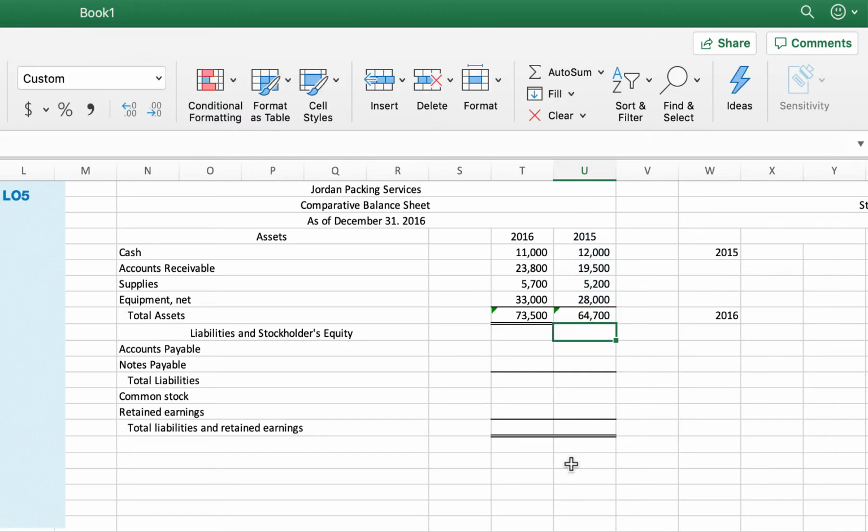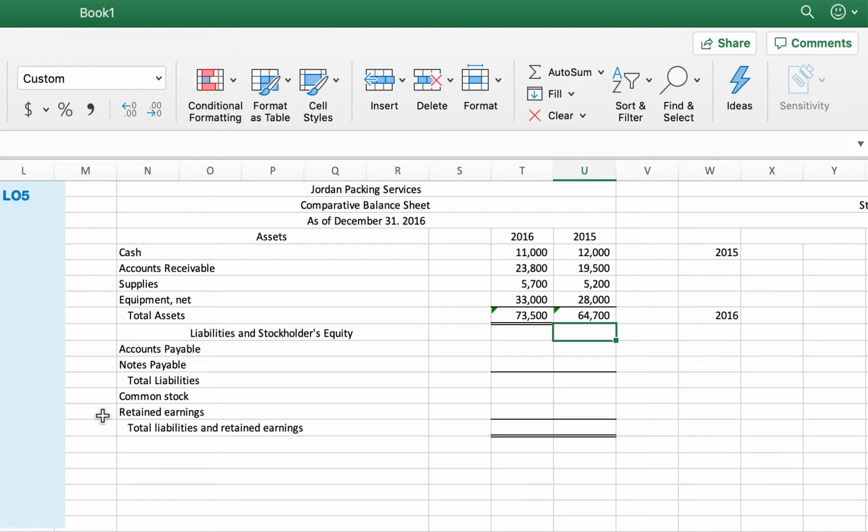We're good. Okay, so now underneath that, you notice I have the centered in the row here, liabilities and stockholders' equity. So I'm going to go ahead and first list my liabilities. Then I'm going to total out my liabilities, and then I'm going to list my stockholders' equity, which is made up of common stock and retained earnings.